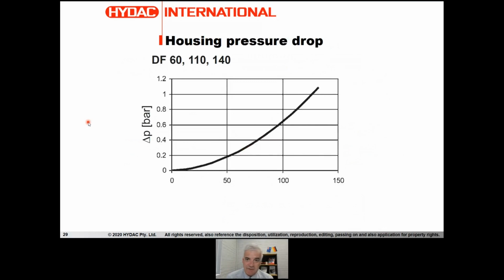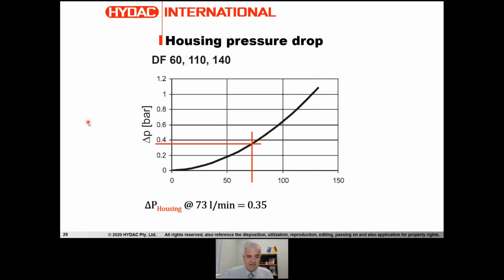How we find that is we look in the catalogue, and for each filtration product, there will be a graph such as this. This is pressure differential on the y-axis and flow rate on the x-axis. So as flow rate increases, so does the delta P across the filter. Now, it's important to understand that this doesn't include taking into account a change in viscosity, which of course will increase the delta P of the housing.